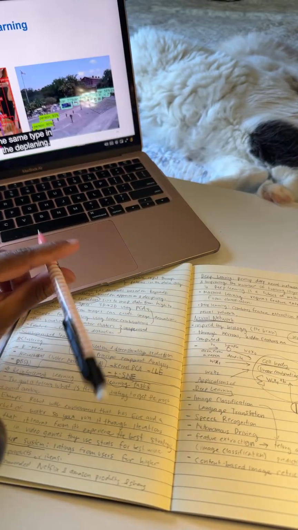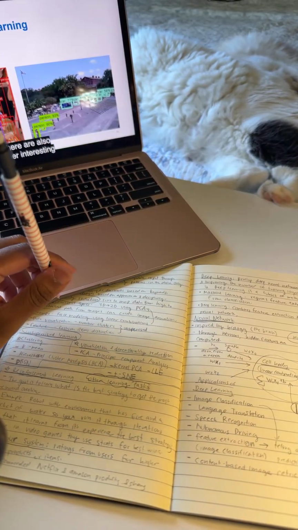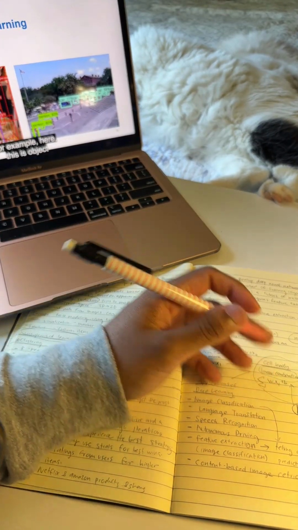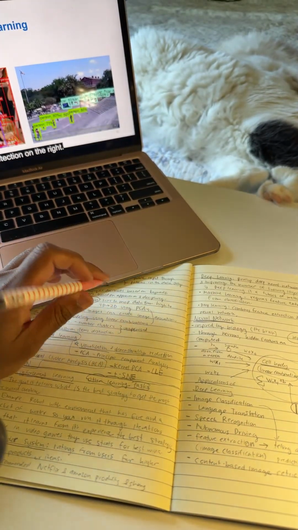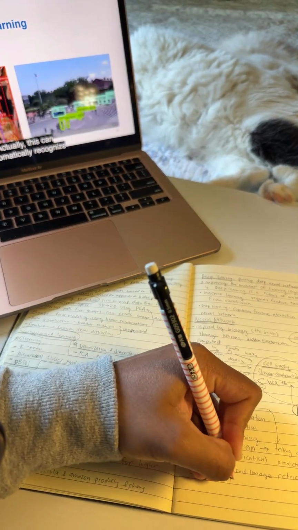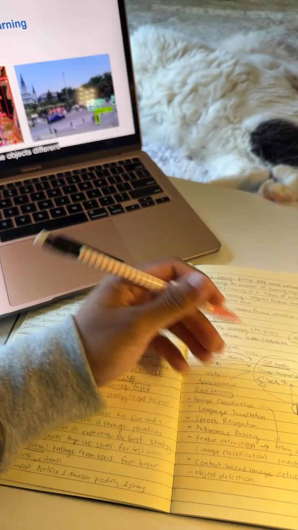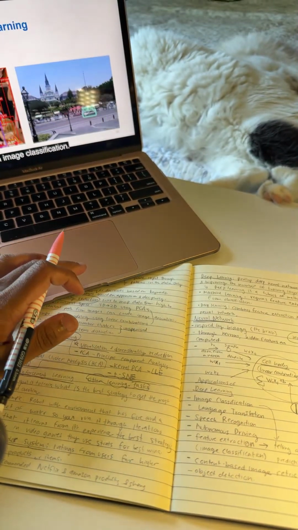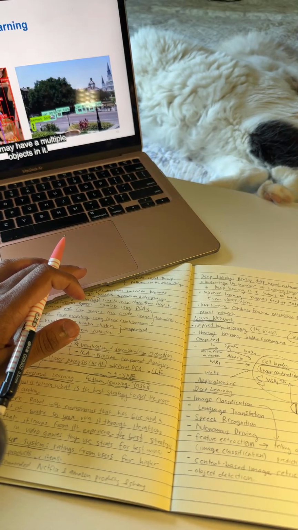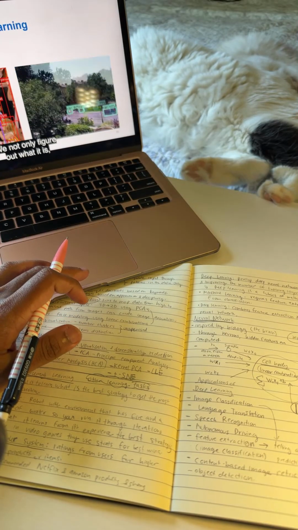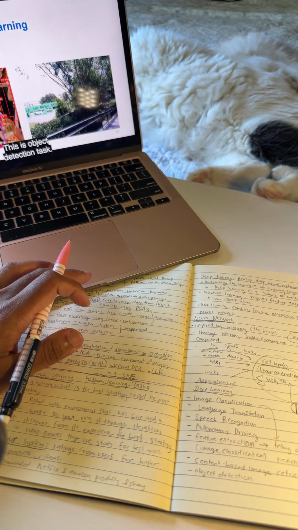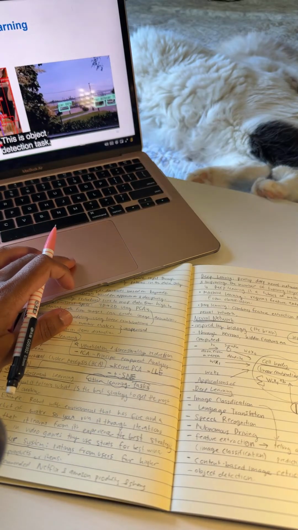In deep learning, there are also other interesting applications we can do. For example, here this is object detection. On the right, suppose you have a video. This can automatically recognize the objects. Different from image classification, in object detection you may have multiple objects, and we not only figure out what it is, but also need to figure out where it is. So this is the object detection task.